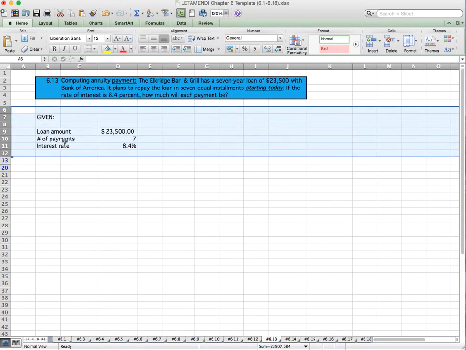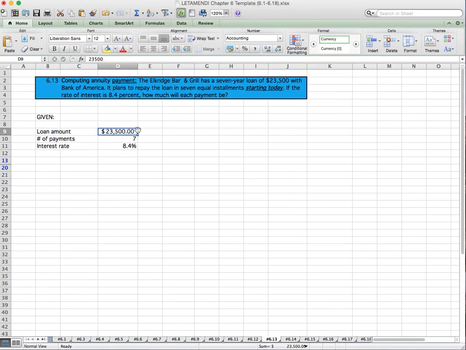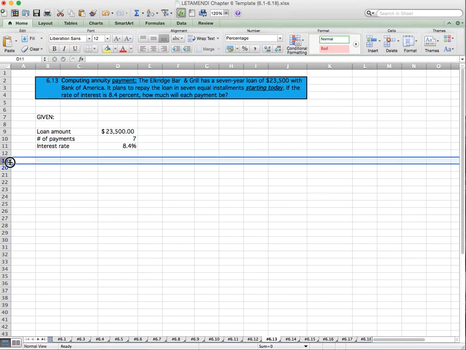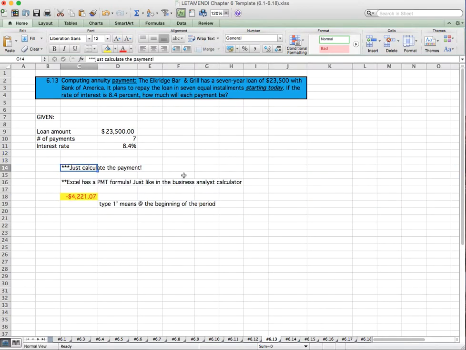So let's unhide this. We have the given: the loan amount is 23,500, the number of payments is 7 and the interest rate is 8.4%. So now we solve. The only thing we have to do is calculate the payment. Thankfully Excel has a PMT formula, which is just like one of the sections of the business analyst calculator, the BA2 Plus. If you look across, you'll see that it has N, I/Y, PV. The fourth key on the business analyst calculator is the PMT, and then FV is right next to it. But here in Excel, we're going to use a formula.